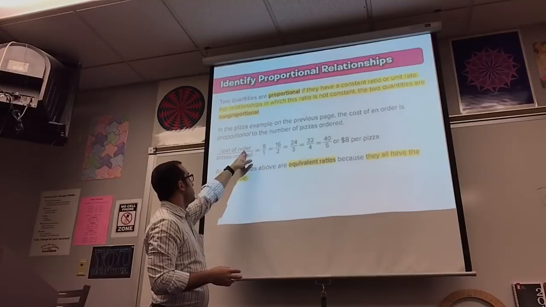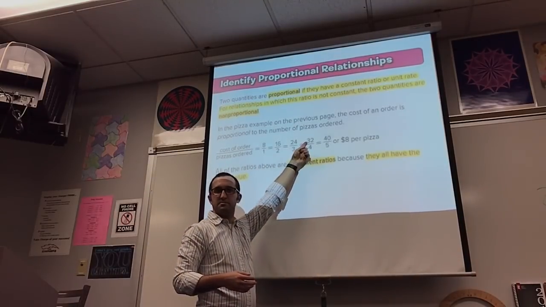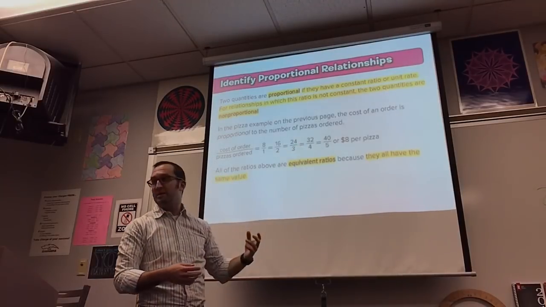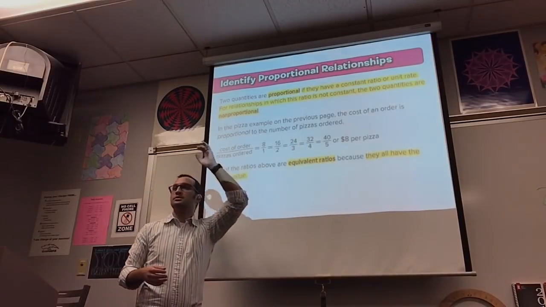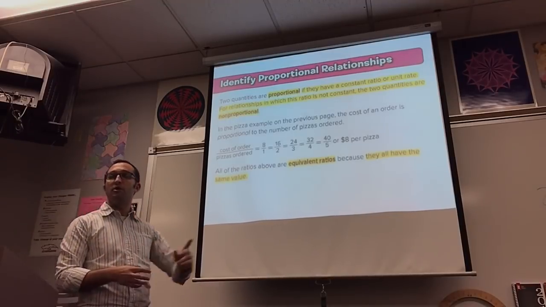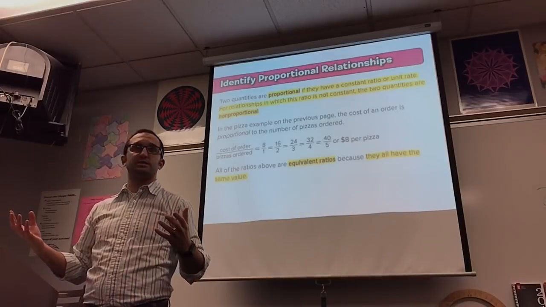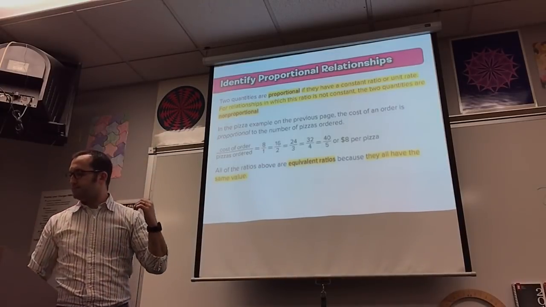So, cost of the order, pizzas ordered. If I order 4 pizzas, it's going to be $32, right? If I order 2 pizzas, it's going to be $16. That relationship between cost and number of pizzas is proportional because they're all equivalent ratios. And we've learned this before. This is not a new thing for us. Just a different way of looking at it.